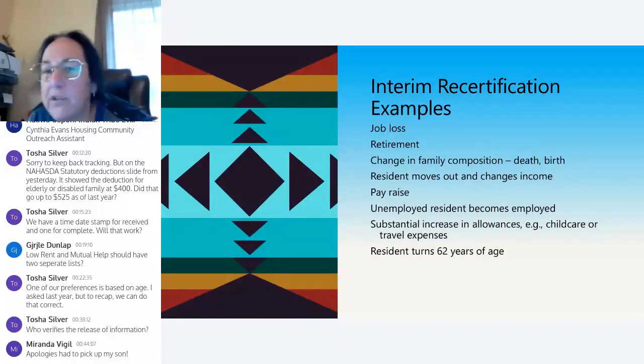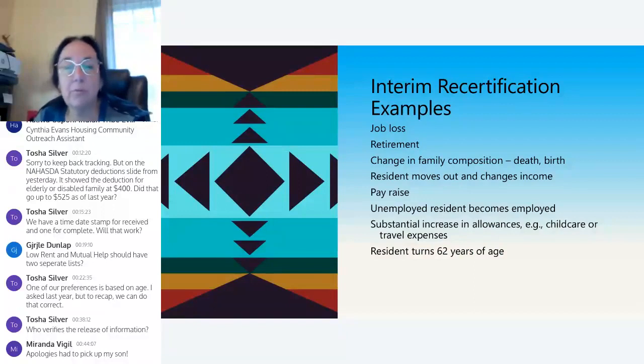Some of your interim recertification examples could be a job loss, retirement, change in family composition, death, birth, resident moves out, changes income, pay raise, new job, unemployed resident becomes employed, substantial increase in allowances, childcare, travel expenses, or the resident turns 62.